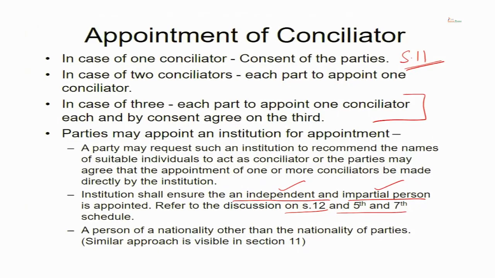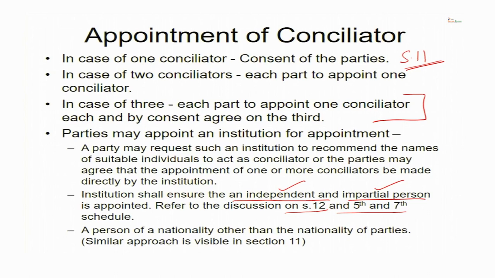And that is how, in the Vostell Pine case, if you remember, the Supreme Court said that independence is a more objective concept, which can be determined at the outset, whereas impartiality is a subjective concept which will only be discovered when the proceedings start. But yes, it is the responsibility of the institution to ensure that an independent and impartial person is appointed.